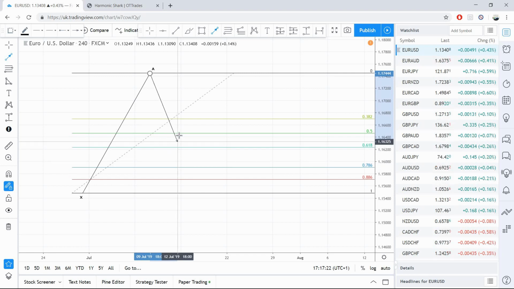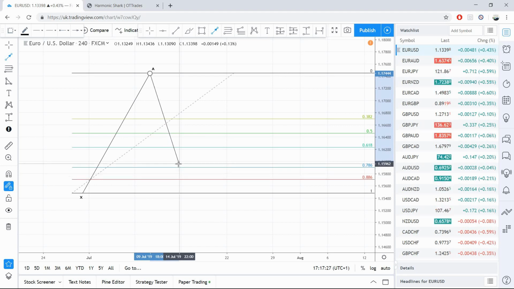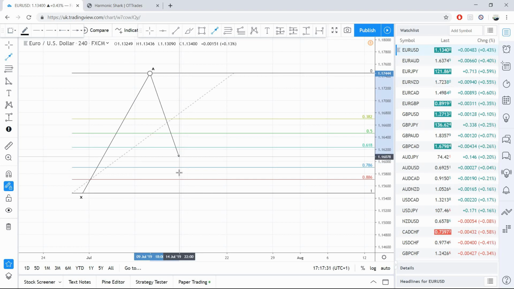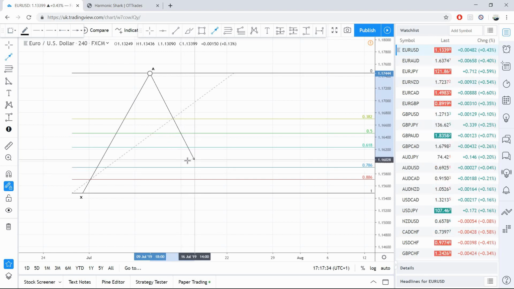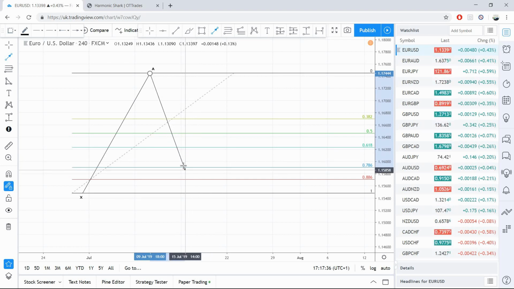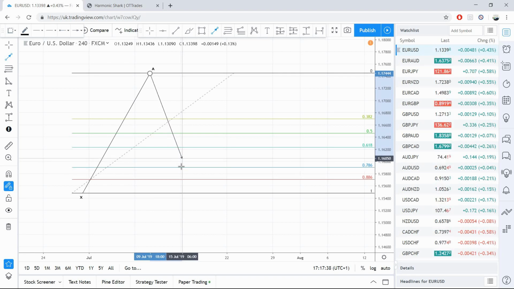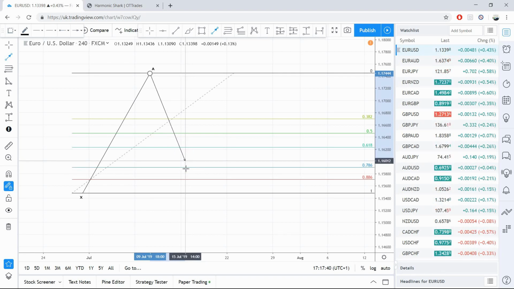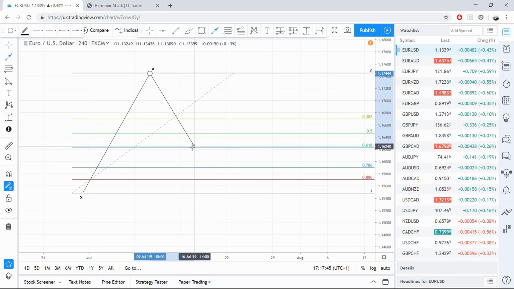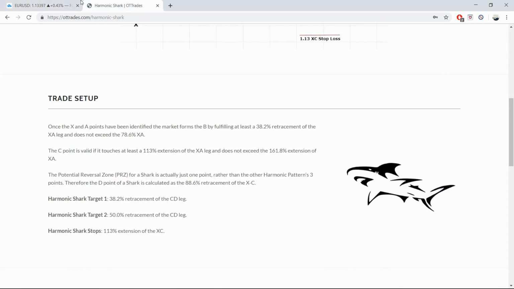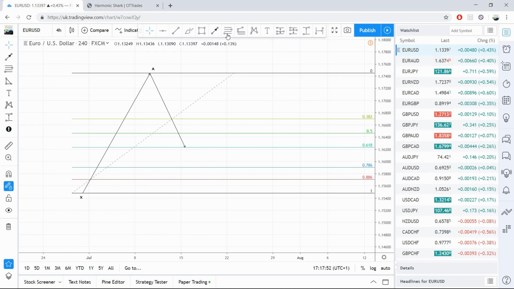Now it says it does not touch the 786. So even if a candle wick exceeds this and price comes back to close above it, that's an invalid pattern. A lot of the time that would still be valid as long as price closes back above it, but with the shark pattern, this invalidates the pattern. So price cannot exceed the 786, whether it's a wick or candle close, no price can exceed that 786 level. So I'm just going to put it at the 618 level for now. Label this up as the B point.